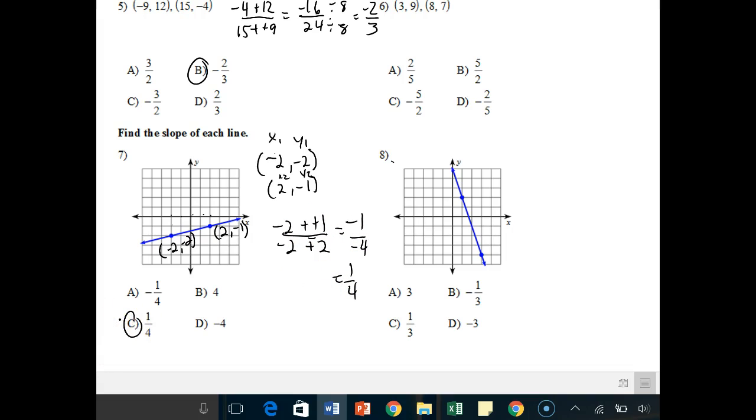You could have also said right off the bat, if you read this left to right, hey, there's no way it can be A or D because this is a positive sloping line. On number 8, there's no way it can be A or C because this is a negative sloping line.